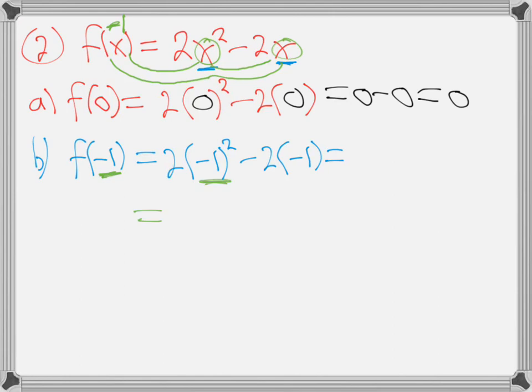Okay, so how do you work this out? What is negative 1 squared? Yeah, negative 1 times negative 1 is positive 1. So that's 2 times positive 1, or regular 1, same thing. And then minus 2 times minus 1? Positive 2. Yeah, 2 negatives multiply to be positive. So that's going to be 2 plus 2. It's 4, isn't it? So you put in negative 1, you get out 4. Put the negative 1 in both x spots, work it all out, and you get 4. Let's try another one. How about f of 2?